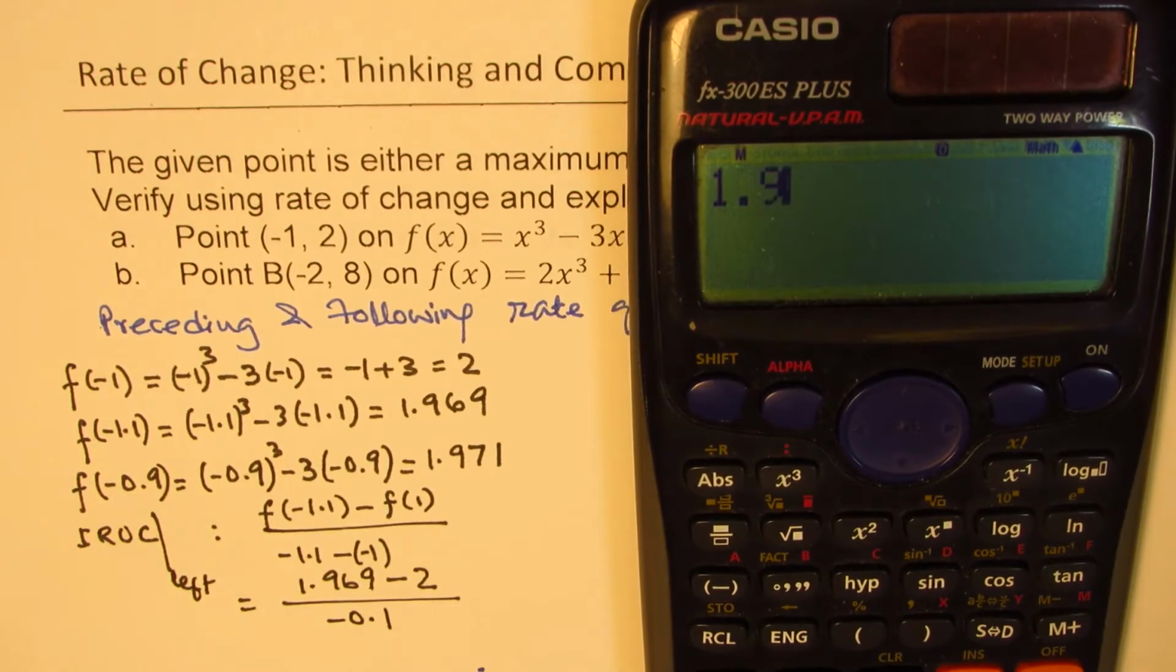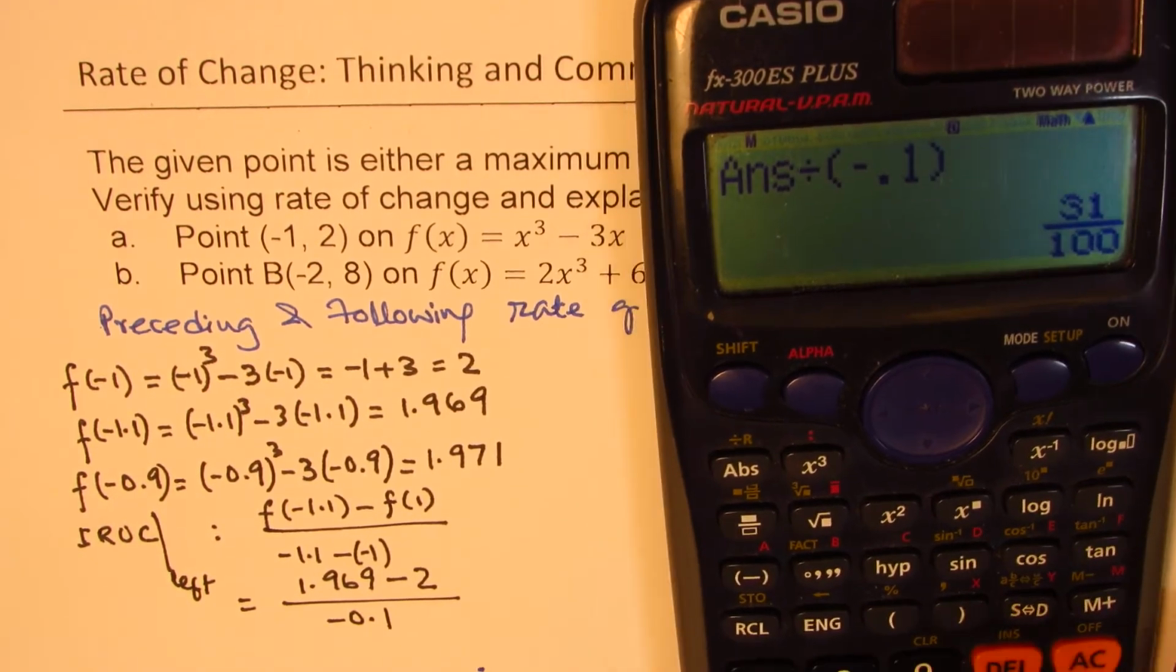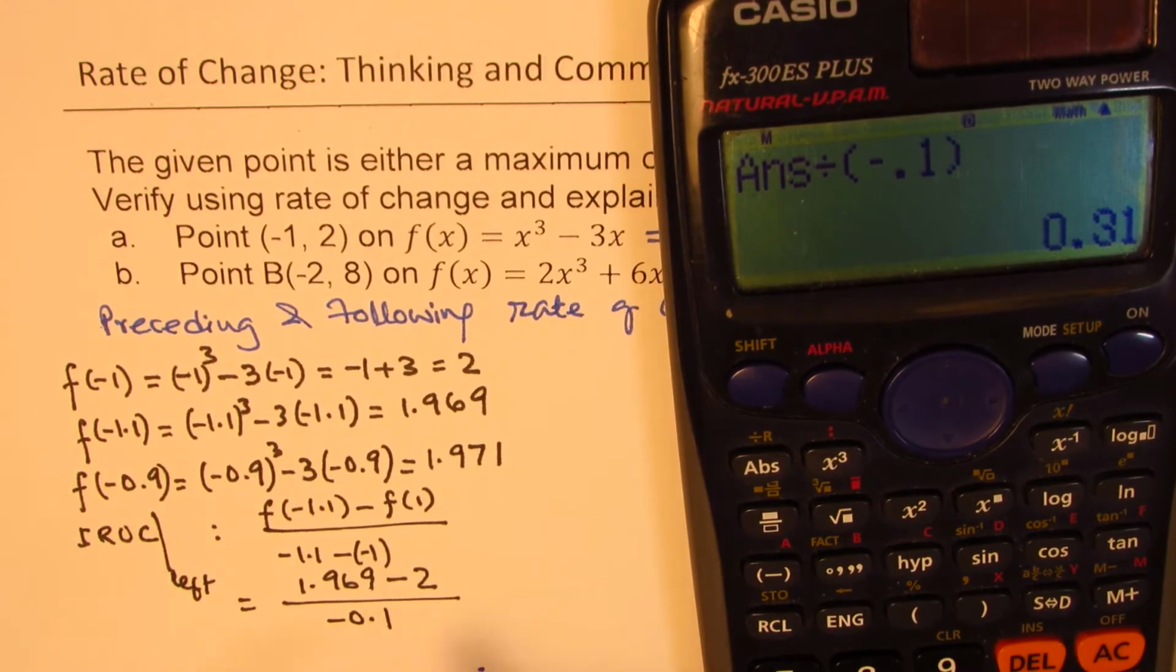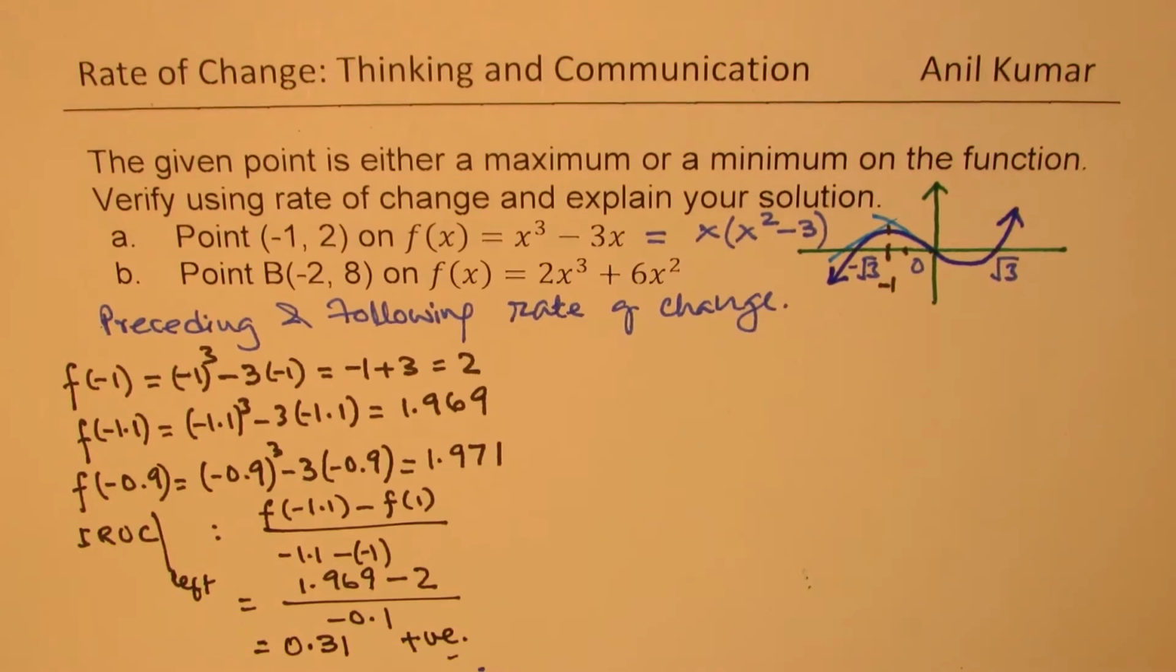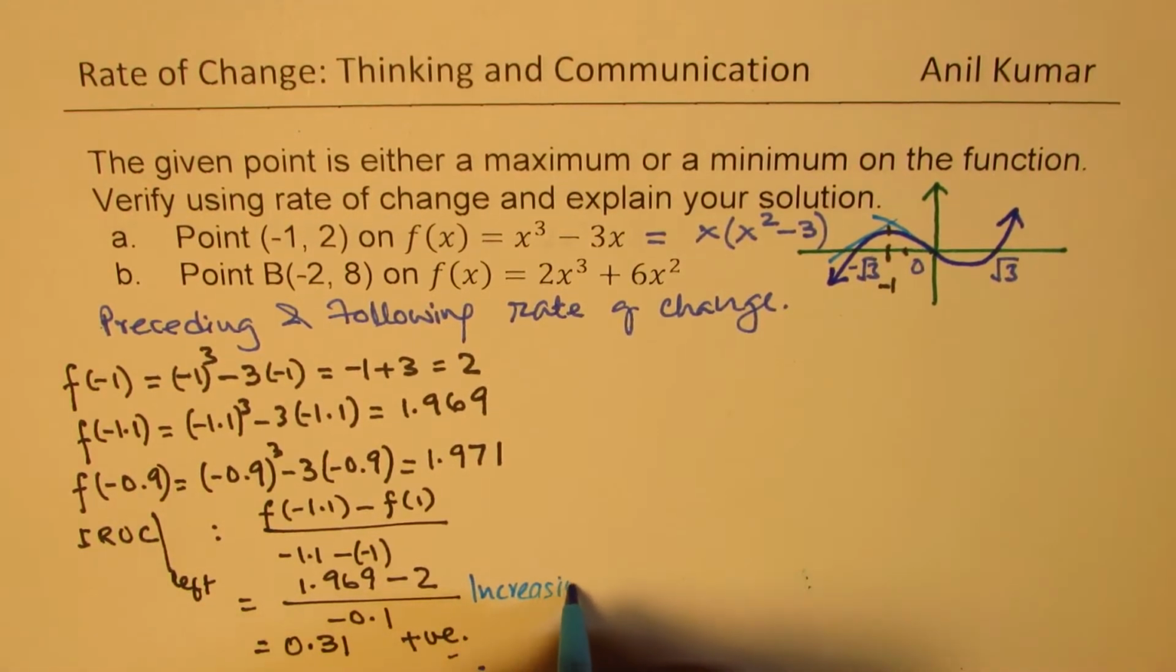So let's calculate this value. We have 1.969 minus 2, and we are going to divide this by minus 0.1. So that gives you in decimals 0.31, right? So that is the positive slope, right? So it is positive. So it confirms that on the left side it is increasing, right? So that means the tangent is increasing. It's kind of like this. Clear?